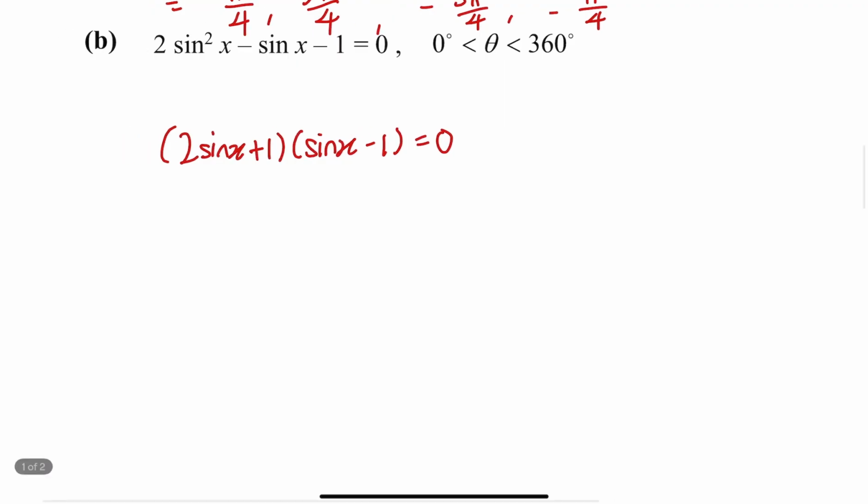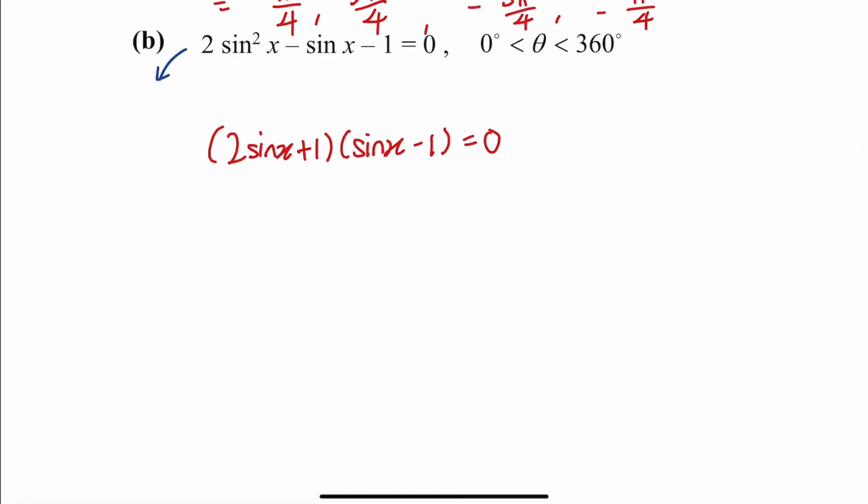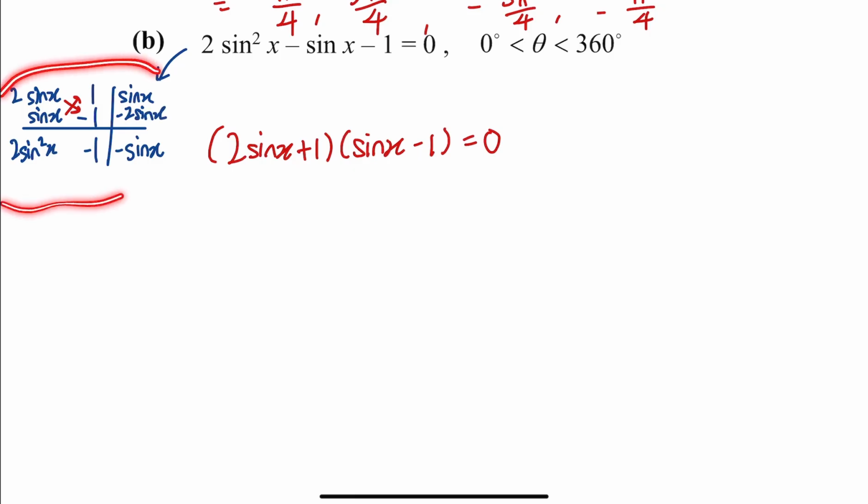So for example, if I use the cross method, whichever method that is comfortable for you to help you factorize this, 2 sine square x negative 1 minus sine x. So I'll get 1 sine x, 2, then over here it will be a minus. So by multiplying, I'll get sine x minus 2 sine x. Okay, so you can also use a multiplication frame. The steps are exactly the same to get this factorized form over here.